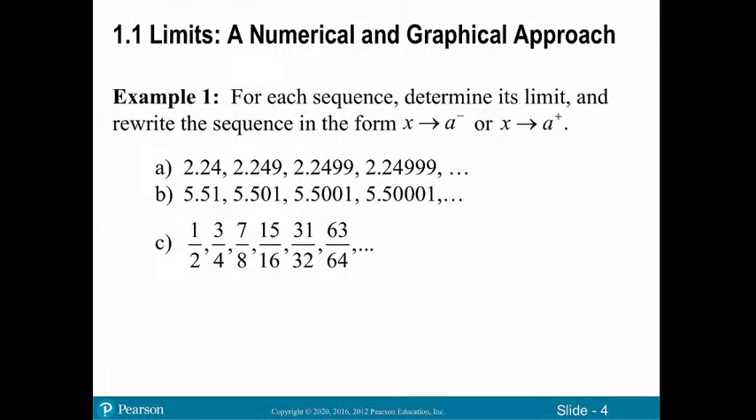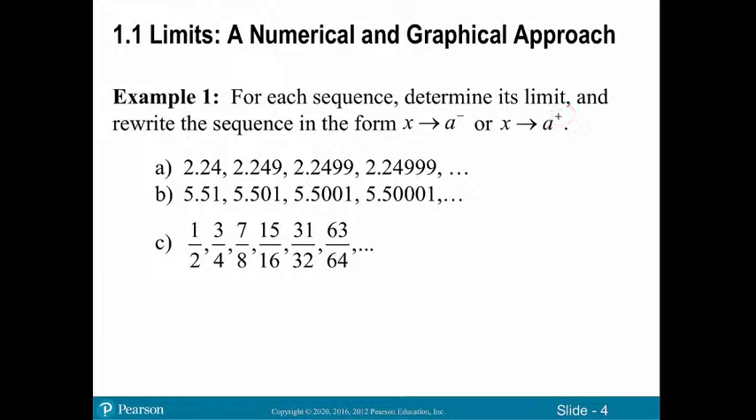So for this example, we're asked for each sequence, determine its limit and rewrite the sequence in the form: x approaches a coming from the left, and x approaches a coming from the right. So you might notice this minus and this plus look a little bit unfamiliar to what you're used to. The minus just means as x approaches that number coming from the left, and that plus just means as x approaches that number coming from the right.